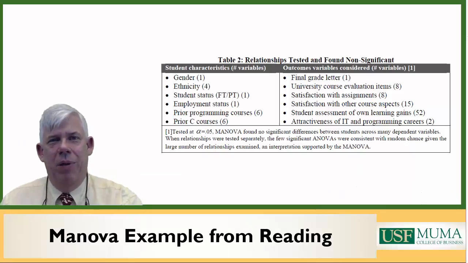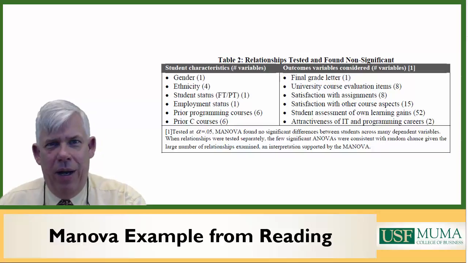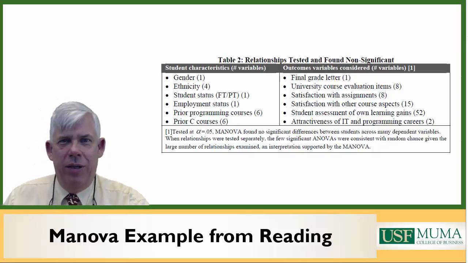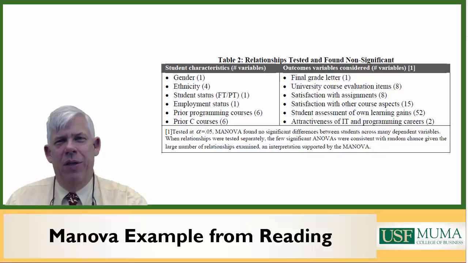So here is an example of a table from a paper that I wrote where I was looking at a self-paced delivery of a programming course that I had developed, and this was written in conjunction with a doctoral student. And the idea was basically to determine if this course had good properties in terms of the nature of the students coming in.